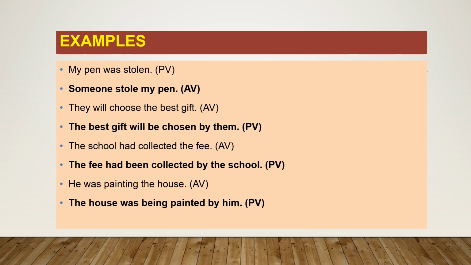Object is not there in the passive sentence, so we add an object, someone, and make it the subject of the active sentence. So you say, someone stole my pen.